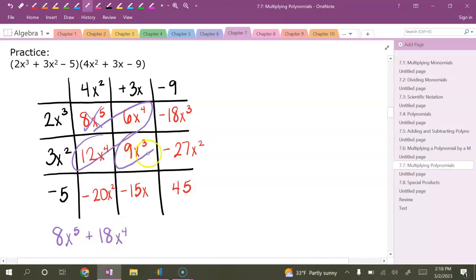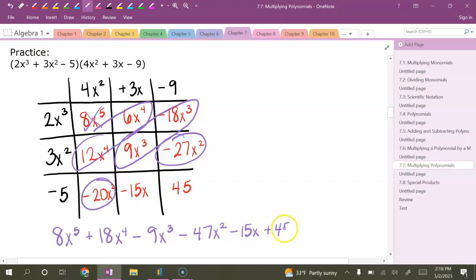My x to the 3rds are diagonal to each other right there, and that left me with negative 9x to the 3rd. My x squared terms are a little bit more spread apart, still kind of diagonal from each other, and those together should have given you negative 47x squared, and then the last two terms just need to come down, negative 15x plus 45.